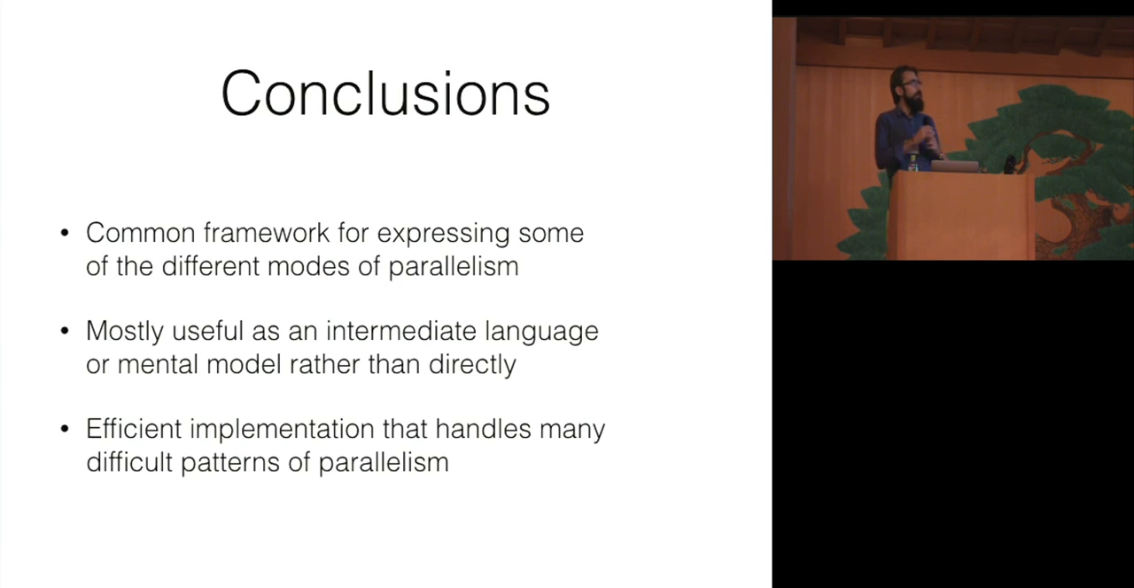Okay, so I hope I've given you a taste of what we would want to be a more common framework for expressing at least some of the modes of parallelism. We think it should mostly be useful as an intermediate language or a mental model to think about certain things, for instance, interactions between futures and async-finish. We also have an efficient implementation in C++ of all languages that handles many of these difficult patterns of parallelism. So thank you.